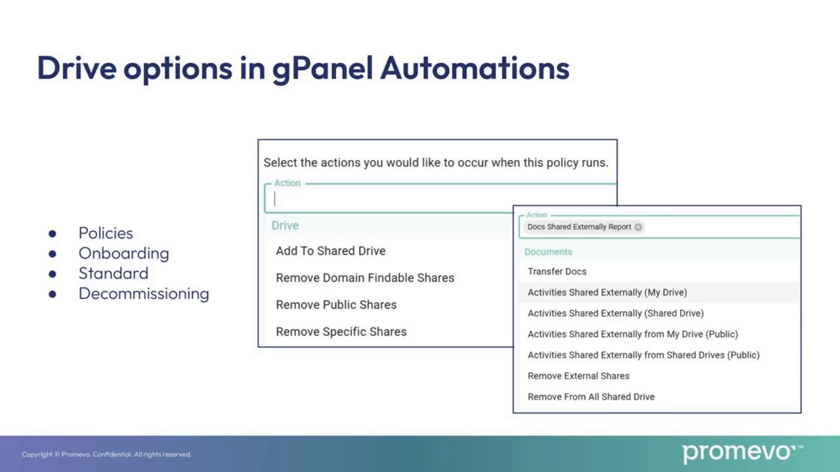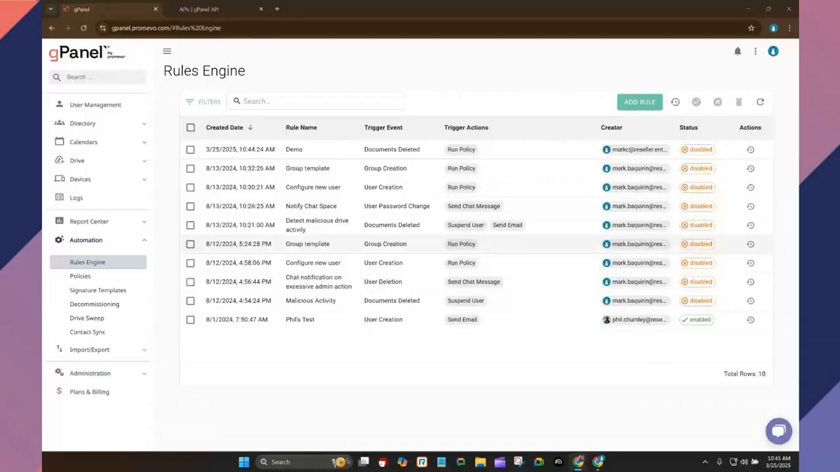And as the names imply, onboarding policies are packages of actions that you can configure specifically for onboarding. Standard policies are drive actions that can happen at any time, and then decommissioning policies are policies that happen at the end of a user's time, during their offboarding. So back to gPanel. Policies are also in the automation section. They're located right here.